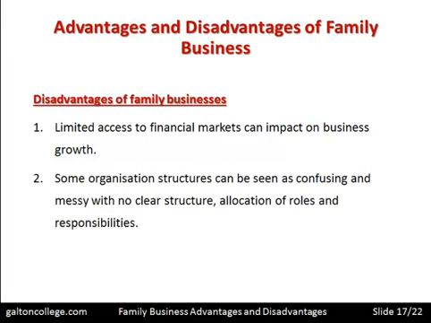Some organization structures can be seen as confusing and messy, with no clear structure, no clear allocation of roles and responsibilities. And sometimes family businesses can seem like that. It seems like there's an overlap, all of them seem to be doing the same tasks, or there's duplication in the tasks, and it looks like there's no clear demarcation, no clear structure or departmentalization. But as long as the job is done and it's done efficiently, the business will succeed. So that can be set aside against some of the advantages we talked about earlier.